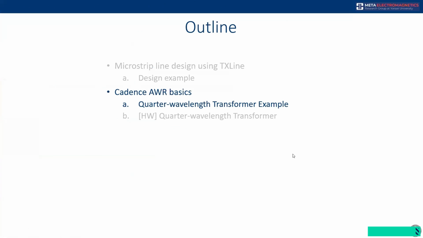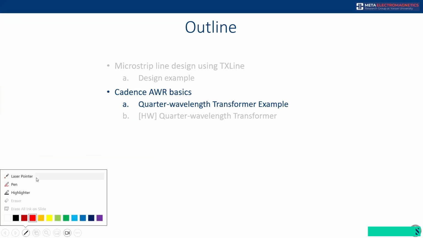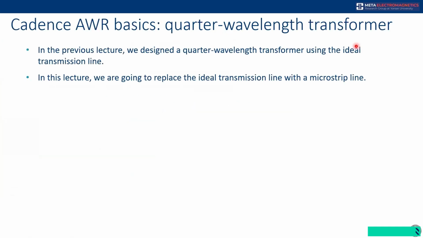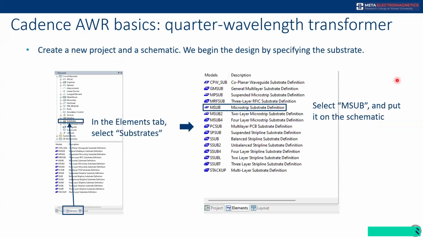Okay, let's go back to the slides. Now let's move on to the next step of the quarter wavelength transformer example. In the previous lecture, we designed a quarter wavelength transformer using ideal transmission line sections. In this lecture, we are going to replace them with microstrip line structures.